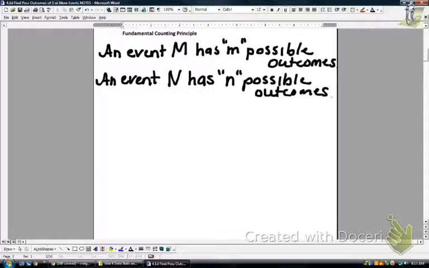Then the fundamental counting principle says the total number of outcomes, and I'm going to abbreviate number with the number sign. If that doesn't make sense to you, write it out. Equals M times N. All right, and if you have more than two events, then this can be expanded to cover more outcomes. And we'll look at that in some of our examples. So that's the definition, and like I say, this will make more sense when we start working some problems.